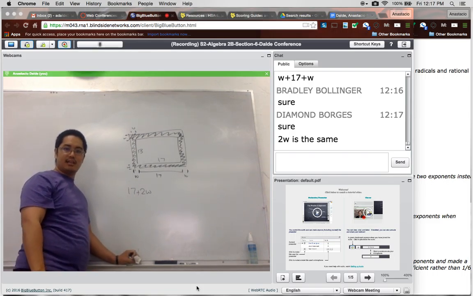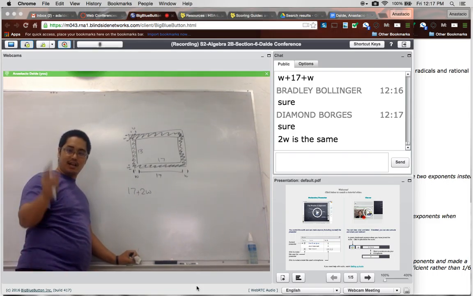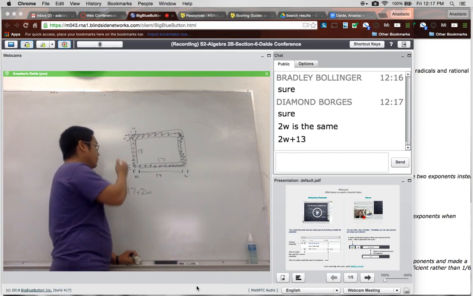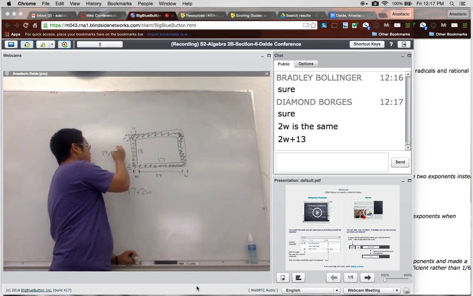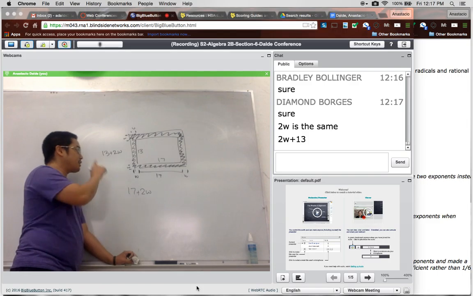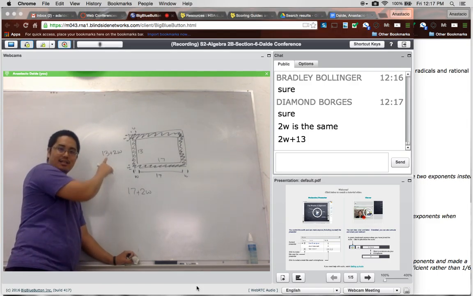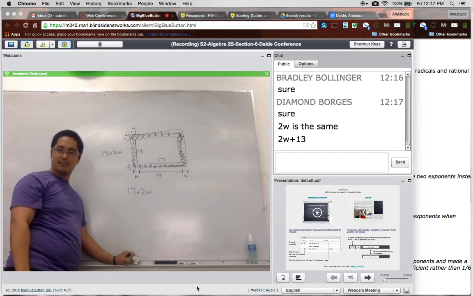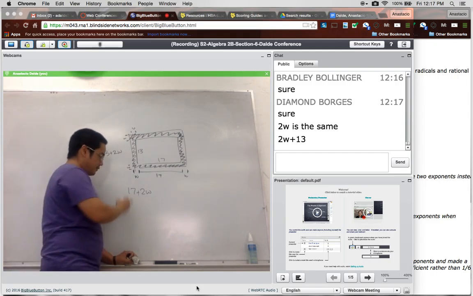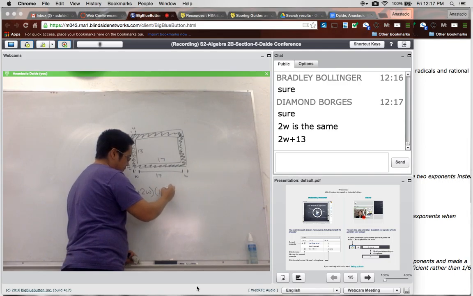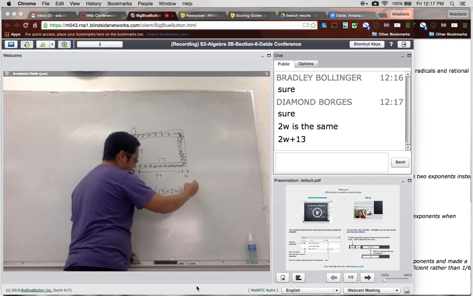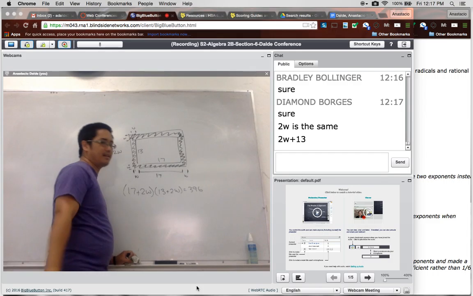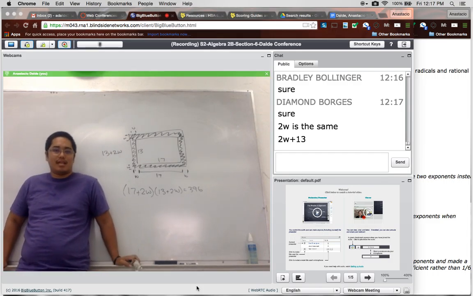And what is the height in this particular case, or the width? 13 plus 2W. So if I multiply this thing times this thing, I'm going to get 396, right? My friend, that's the answer.